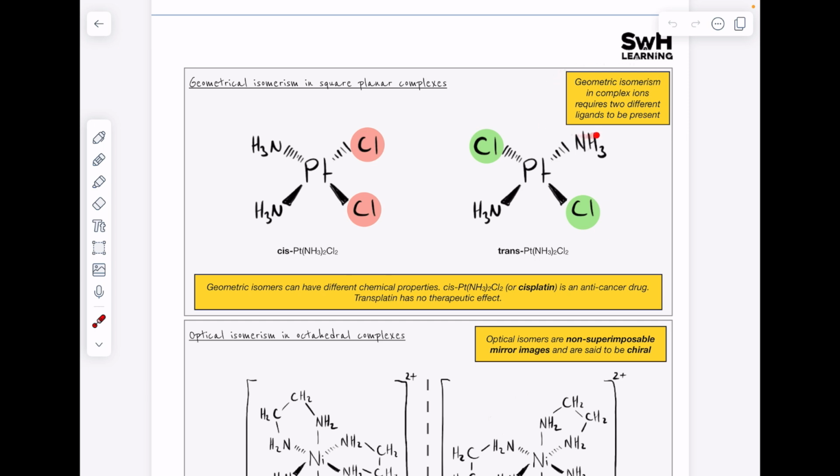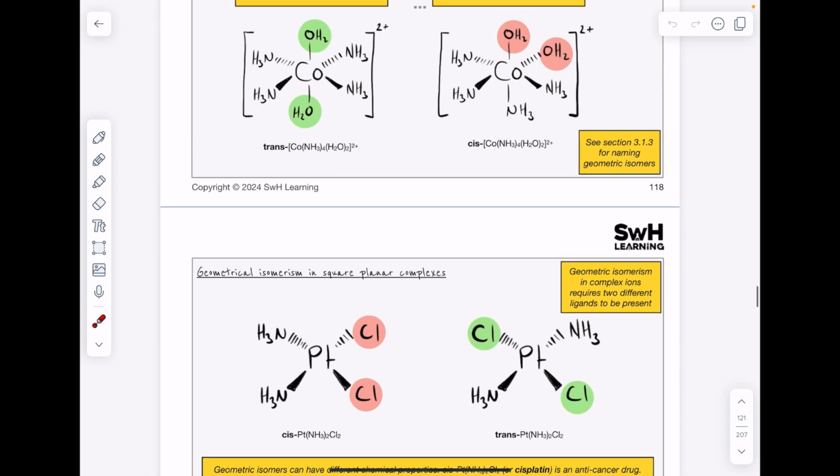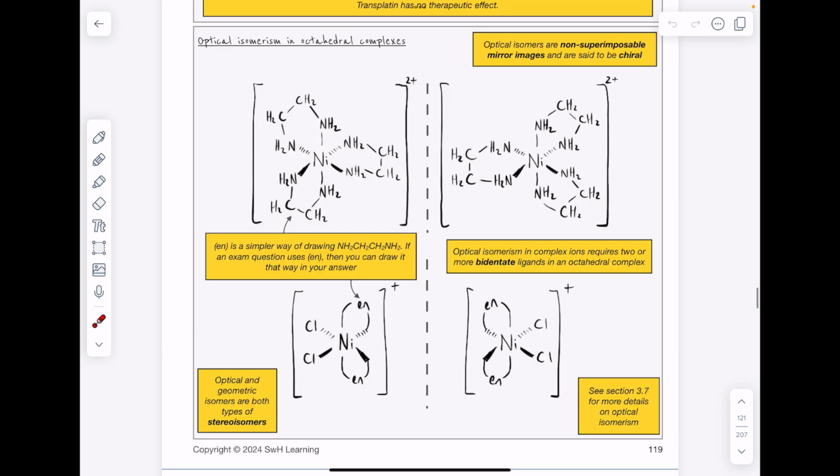And just to reiterate, geometric isomerism in complex ions requires 2 different ligands to be present, as we've seen in the last 2 examples here. Then it gets even more complicated. We're now looking at optical isomerism in octahedral complexes. Just to remind you, optical isomers are non-superimposable mirror images and are said to be chiral.